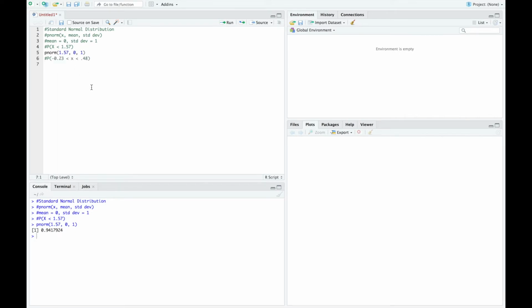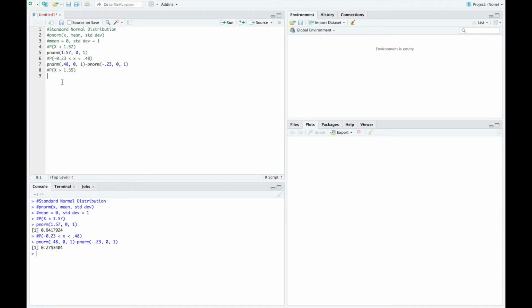Next, let's suppose we want to find the probability that x is between negative 0.23 and 0.48. In this case, we would always do the big minus the little, so we have pnorm of 0.48, 0, 1, minus pnorm of negative 0.23, 0, 1. And we can see that probability is given by 0.2753404.